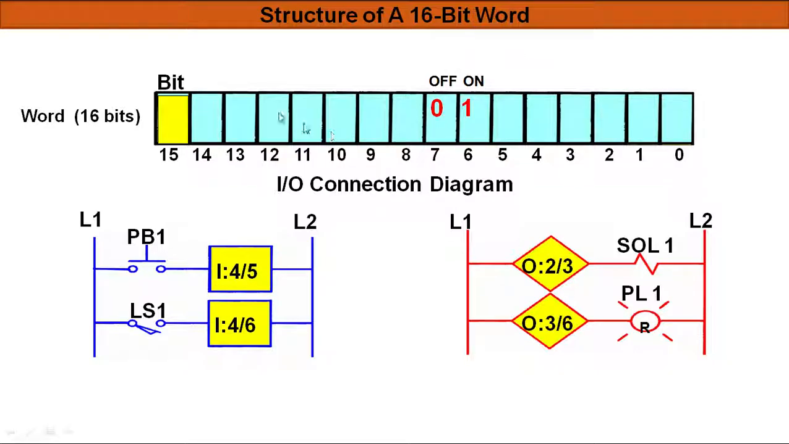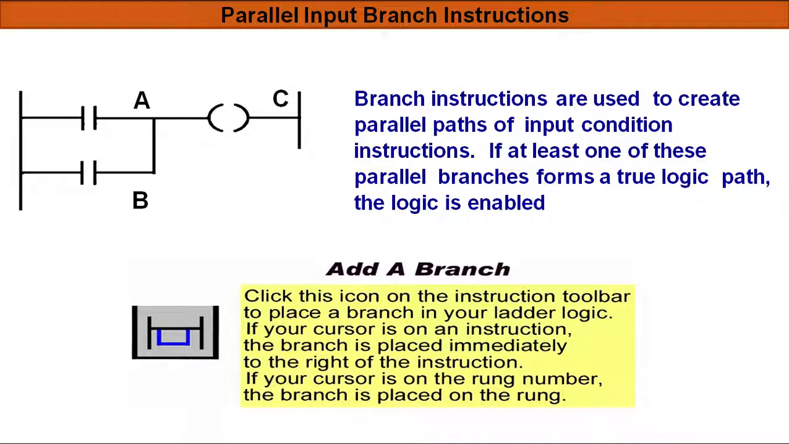Structure of a 16-bit word. 16-bit, 15 of 7. So input output connection diagram. Input I 4 by 5, LS1 4 by 6. Output 0 to by 3 and 3 by 6. Out of 16 bit input output connection diagram.